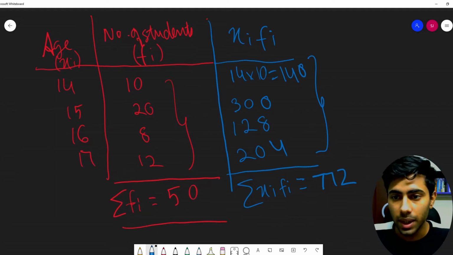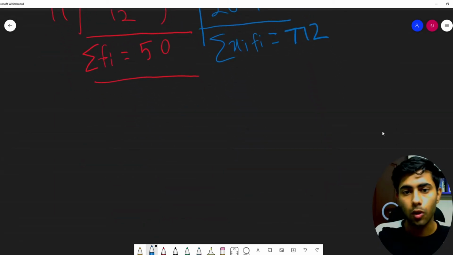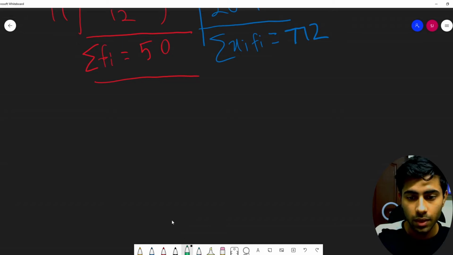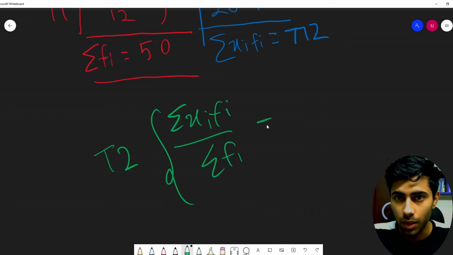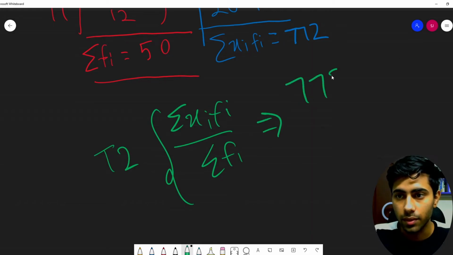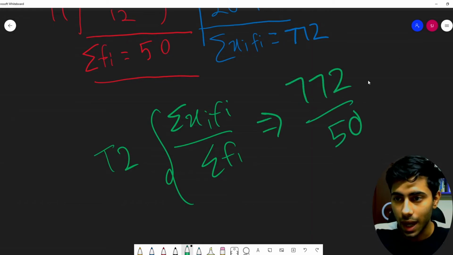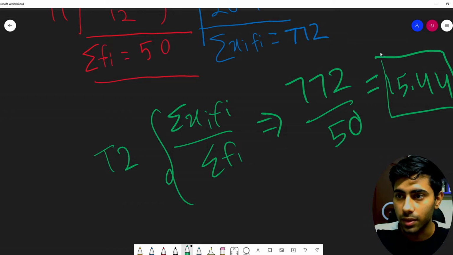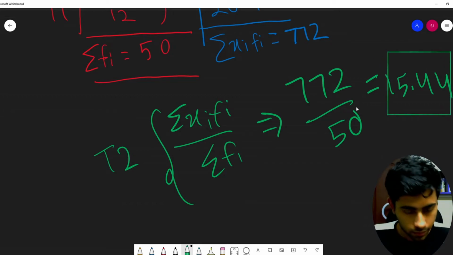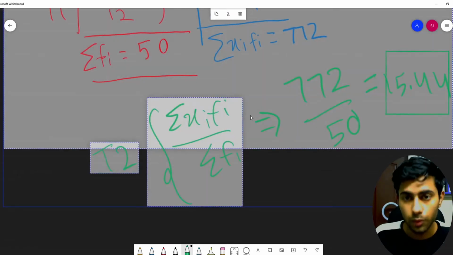Now I have to simply put these values in my formula, which is summation of xi fi divided by summation of fi. So this formula is for type 2 problem. Now after substituting the values, I'm going to get 772 divided by 50, and this is further equal to 15.44. So this is going to be my answer, that is 15.44. So this is how you can solve type 2 of problems.